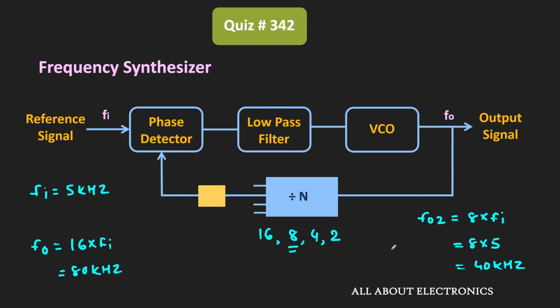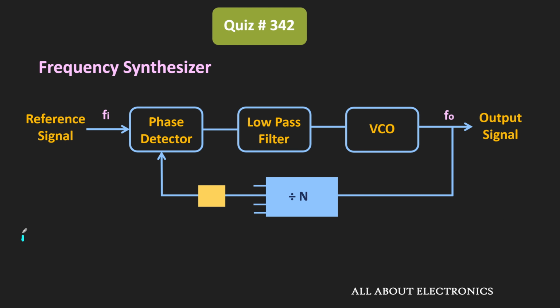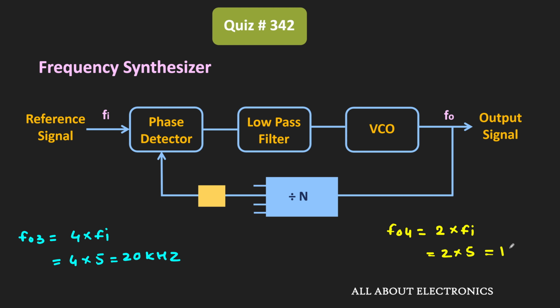Then the third time, when the switch is connected to the divide by 4 output, the output signal frequency F03 is equal to 4 times Fi, that is equal to 4 times 5, that is equal to 20 kHz. And the fourth time, when the switch is connected to the divide by 2 output, the output signal frequency F04 is equal to 2 times Fi, that is equal to 2 times 5 kHz, that is equal to 10 kHz.